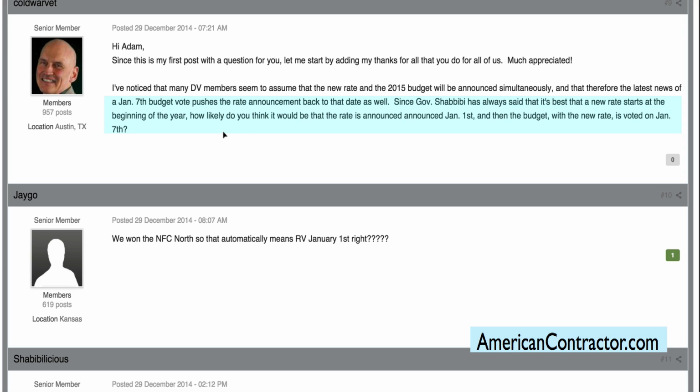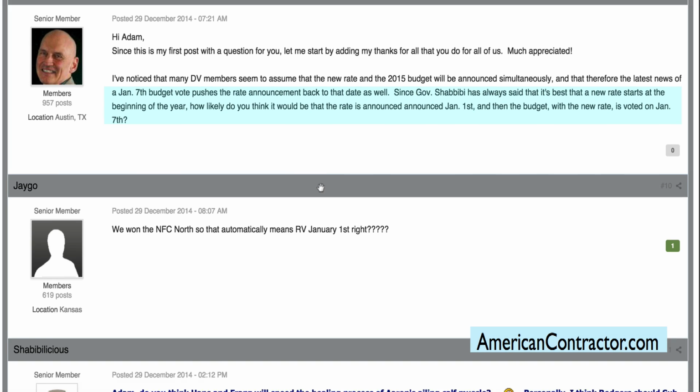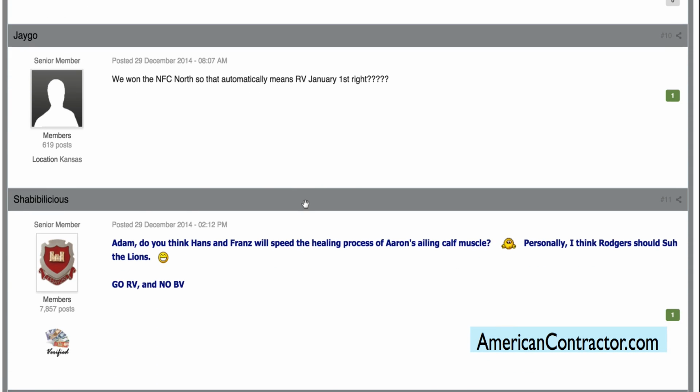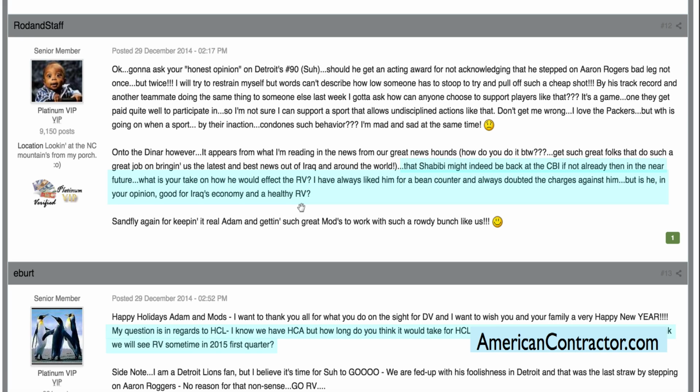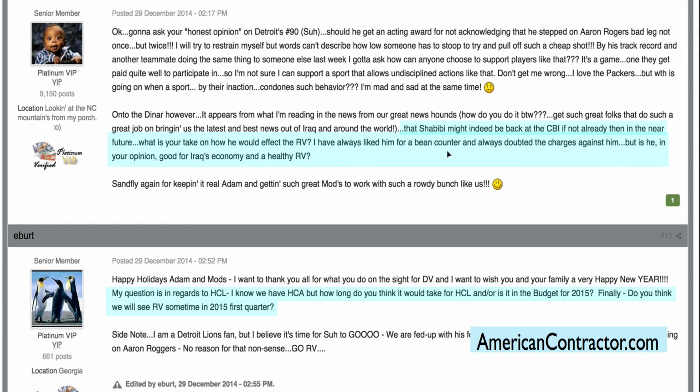Let's see if I missed out. How likely do you think it is that the rate is announced around January 1? I don't think they'll have a new rate on January 1, which is tomorrow. Let's see if there are other questions. Another question by Rod and Staff, I believe. Shabibi might be back at the CBI, if not already.